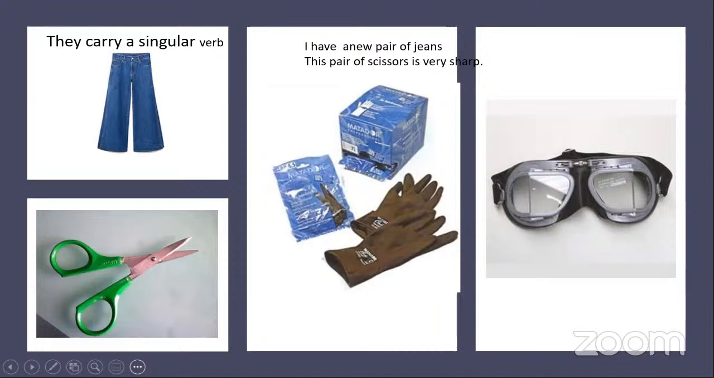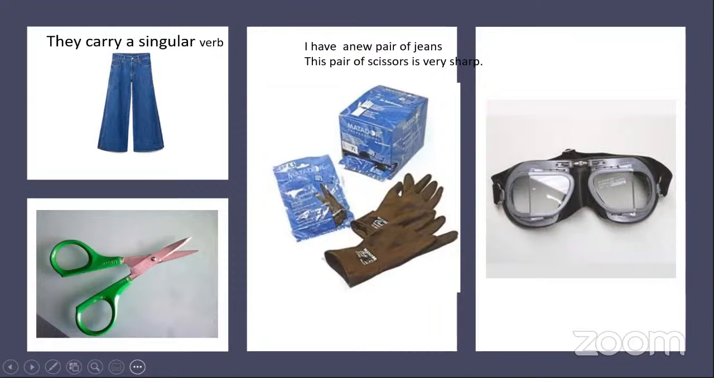Okay, so in all these places you have to use a singular verb only. For example, I have a pair of gloves with me. Gloves are worn on both hands, and this is called a pair of gloves. Even if gloves seems plural to you, still the verb will always remain singular.